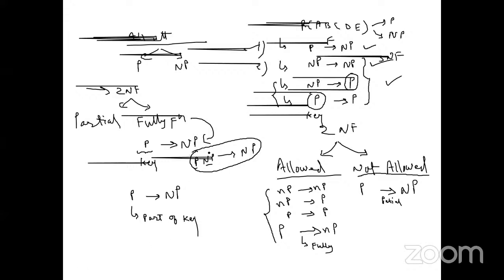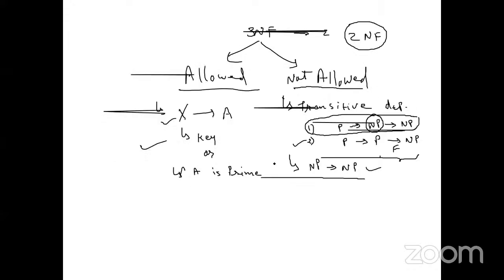Let's say I have a combination on LHS, the combination of prime and non-prime attributes, and on RHS, I have a non-prime. Should I take one example? Sure, sir. Okay, I think let us go through one example.